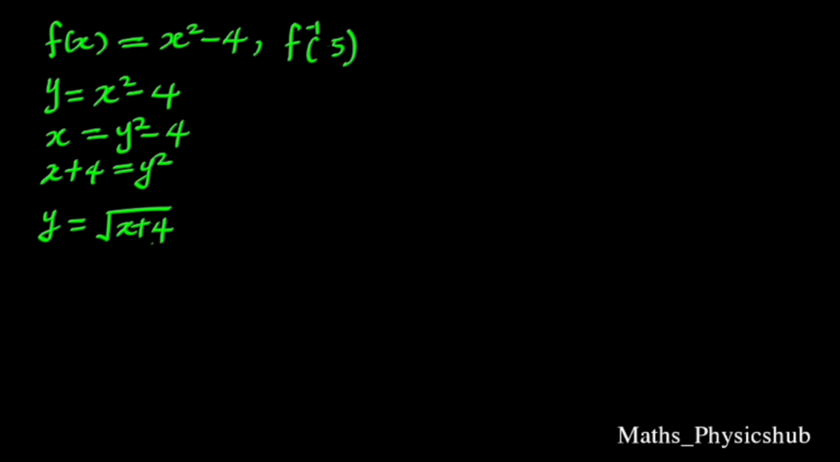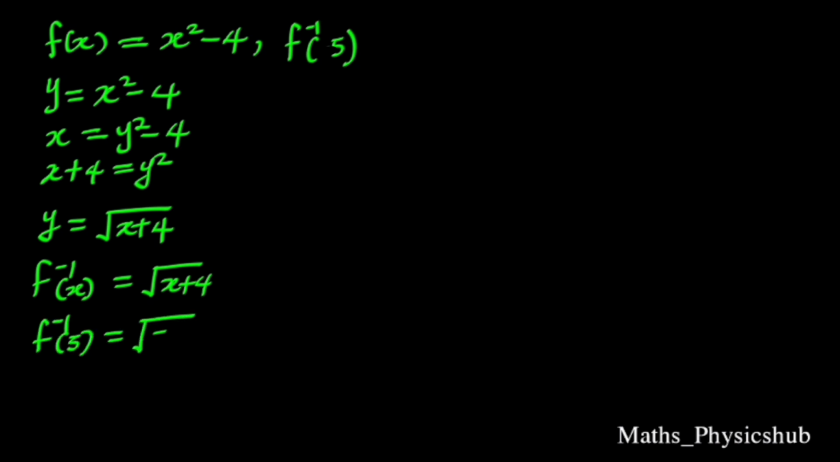Next we replace y with f inverse of x. Doing so will give us f inverse of x equals square root of x plus 4. Now, to find f inverse of 5, we substitute x equals 5. It follows that f inverse of 5 equals square root of 5 plus 4, which equals square root of 9. Square root of 9 is plus or minus 3. Hence, f inverse of 5 equals plus or minus 3.